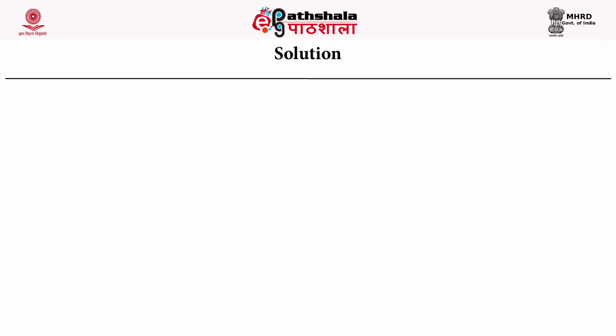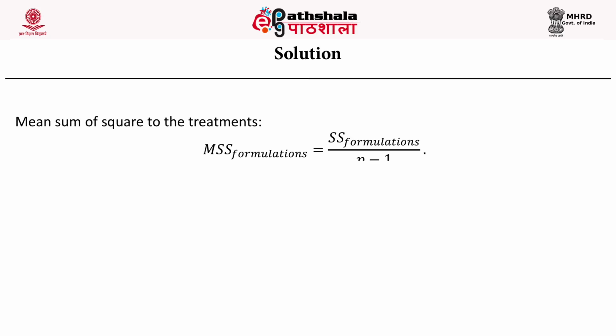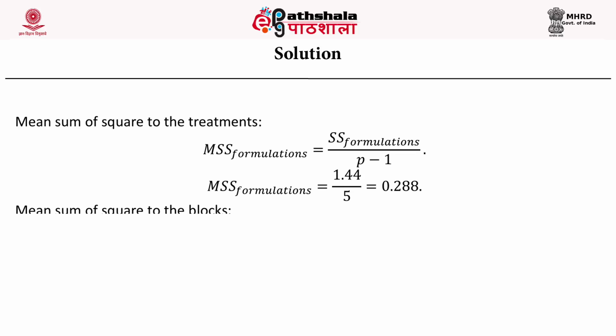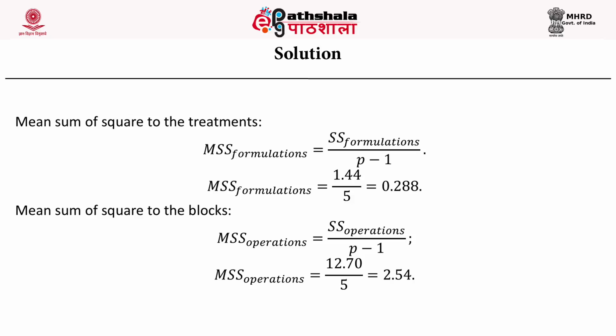The mean sum of square of treatment can be derived by the formula sum of square of formulation divided by p minus 1, and it comes out to be 0.288. The mean sum of square of block is derived using the formula sum of square of operators divided by p minus 1, which is 12.70 divided by 5, equal to 2.54.